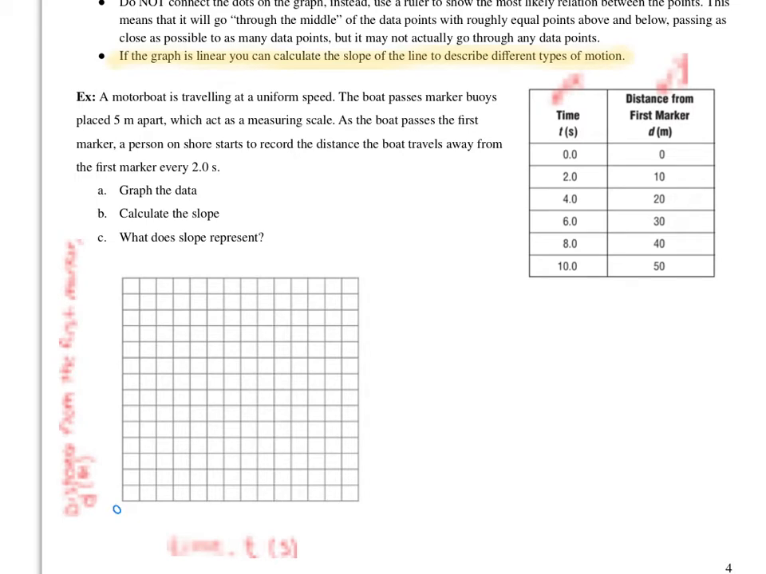So 1, 2, 3, 4, 5. 1, 2, 3, 4. That's 10. So it just makes it less cluttered. Same thing along the y-axis. Looks like this is 14 by 14. So I'm going to maybe count by 10. So 10, 20, skipping every second one. So 10, 20, 30, 40, 50. That puts me approximately here. That looks pretty good. That looks like I've used about 2/3 of my space.